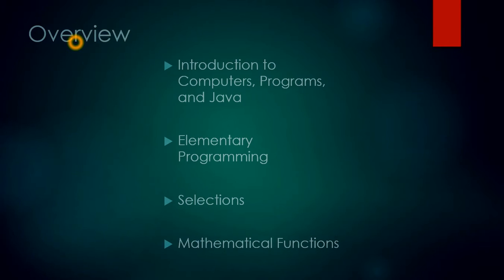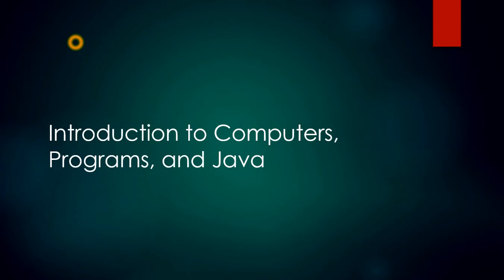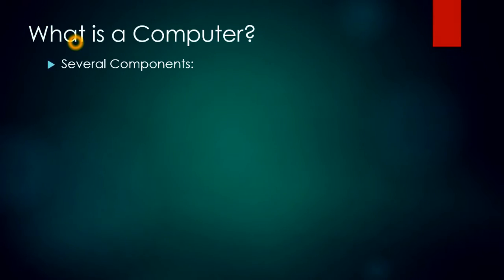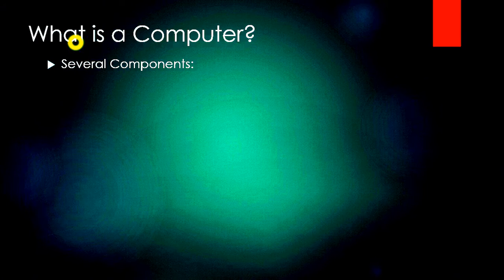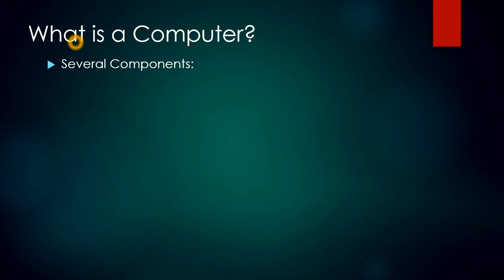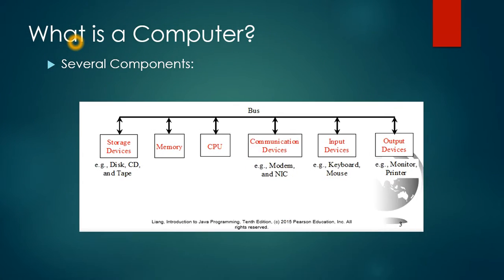So here we go. Introduction to computers, programming, and Java. Before we start talking about programming, we have to first figure out what a computer is. Well, a computer is made up of several components that actually make it a computer. To start would be storage devices. Storage devices can be anywhere from disk drives, which are hard drives and floppy disk drives, and USB nowadays. Floppy disks are more ruled out.